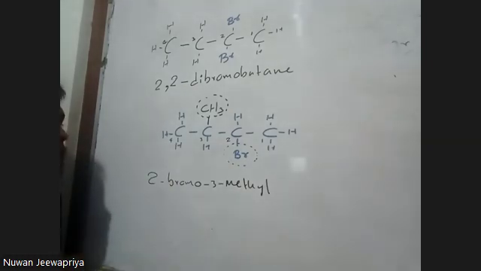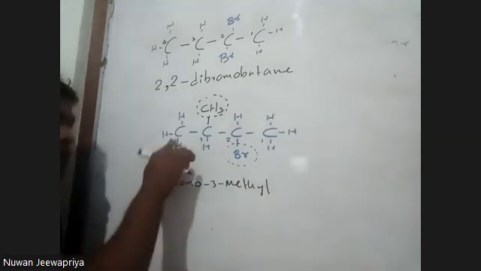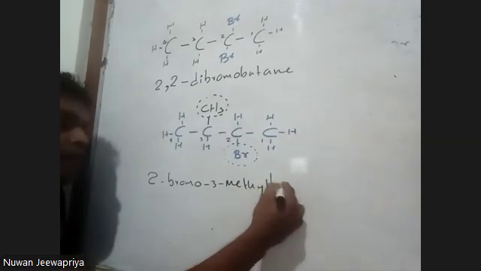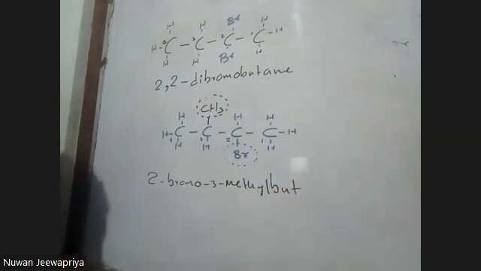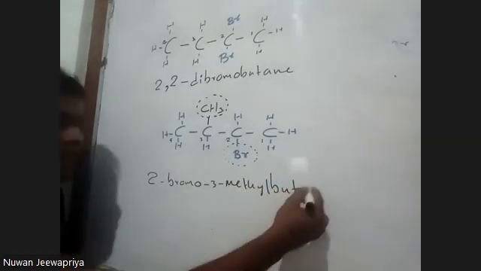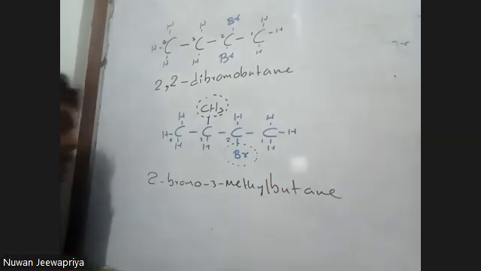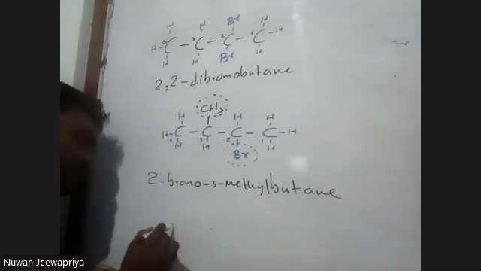Totally, how many carbon? 4. 1, 2, 3, 4. 4 carbon chain. It's an alkane, right? So how do we say alkane? Butane. 2-bromo-3-methylbutane. So that is the name given. Now we will make it a little more complex.